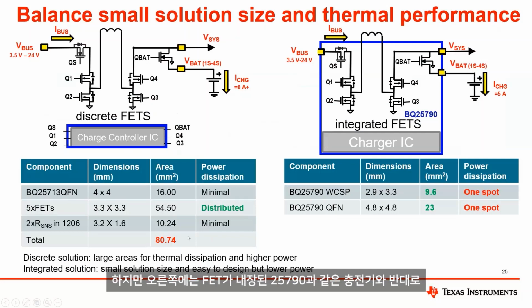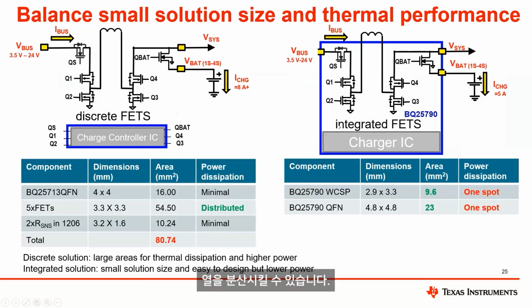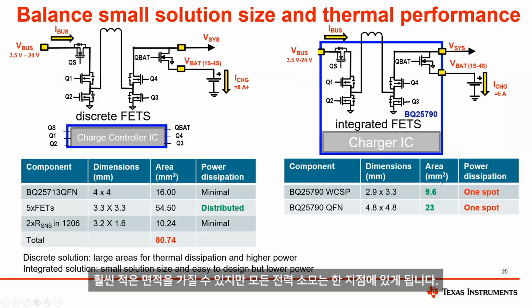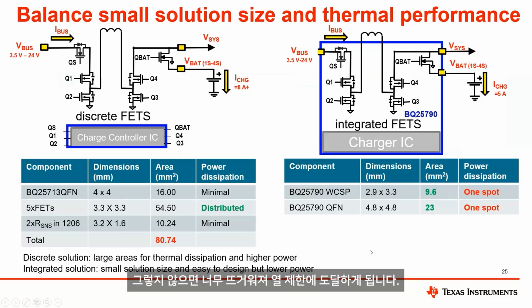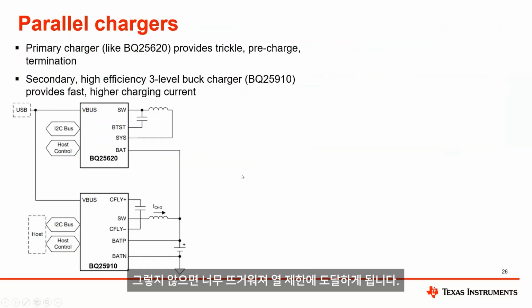but you can distribute that heat around, as opposed to, on the right-hand side, a charger like the 25790 with integrated FETs. Depending on which package you choose, you can have significantly less area, but all the power dissipation is going to be in one spot. So you have to make sure that you have a way to heat sink these integrated FET chargers significantly, or they will get too hot and then run in thermal limit.